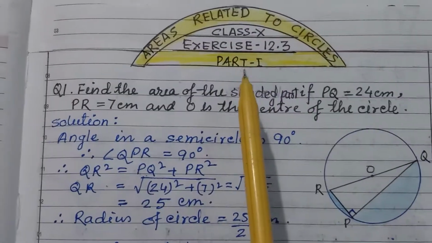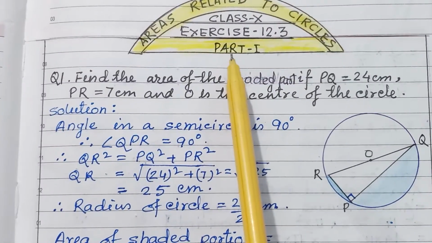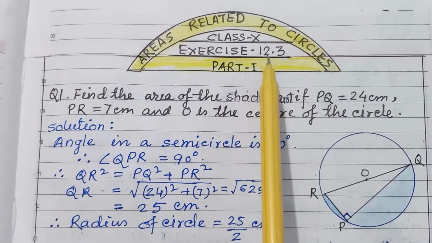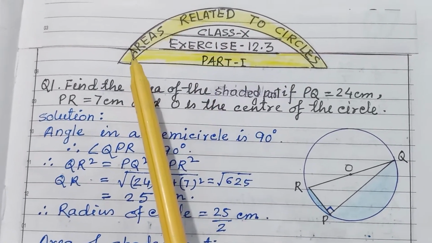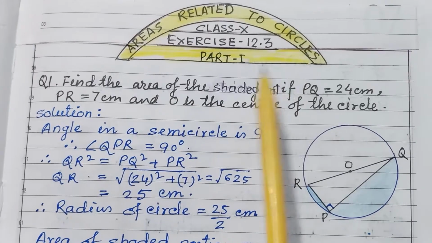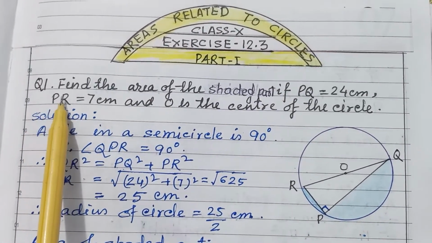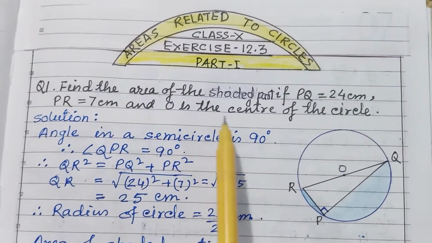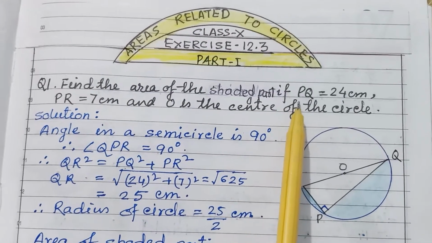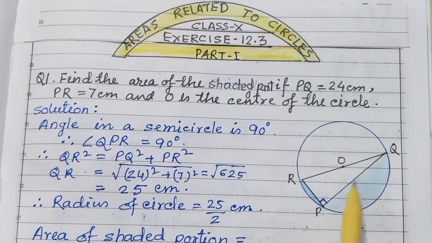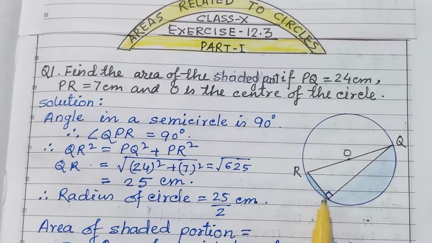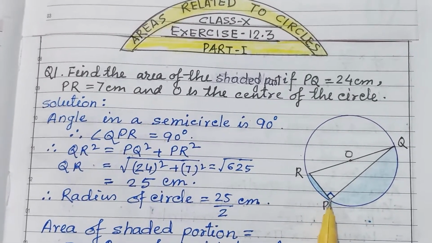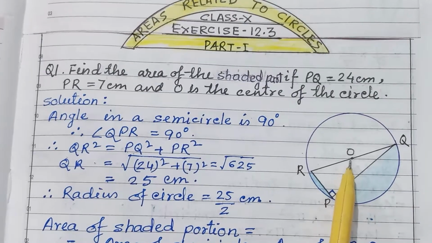Hello everybody. Today I will explain part 1 of exercise 12.3 of class 10, chapter Areas Related to Circles. The first question is: find the area of the shaded part if PQ is 24 centimeter, PR is equal to 7 centimeter, and O is the center of the circle.